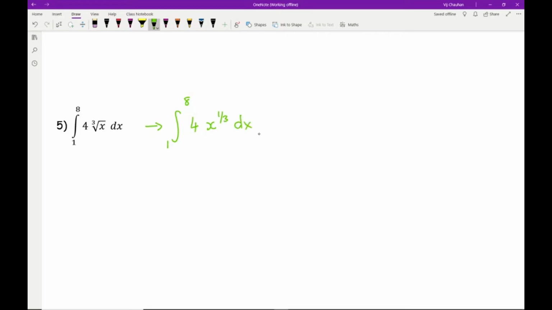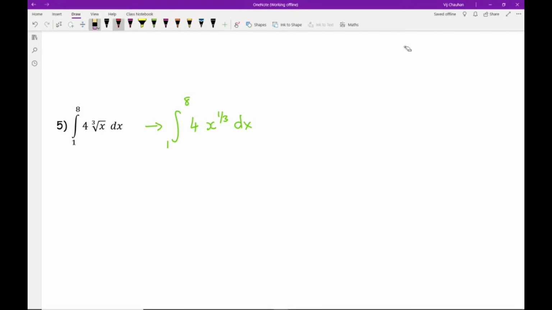1 over 3 dx. Now, if the 4 was inside, so if I had the integral of 8 over 1, the cube root of 4x dx, then how that would differ with this integral is that it would therefore become (4x) to the third dx. So let's just get rid of this so we're not causing any confusion, and we'll go back to the question.